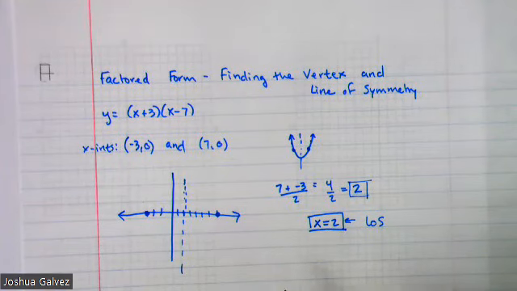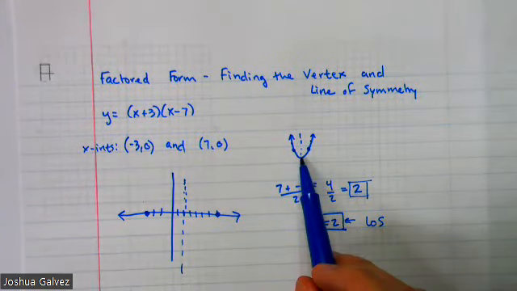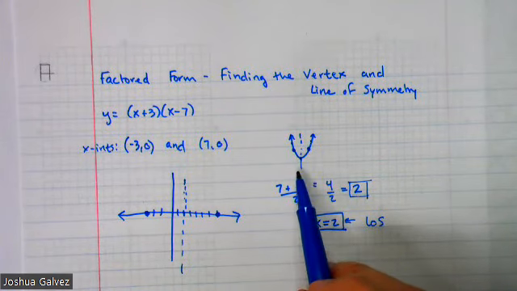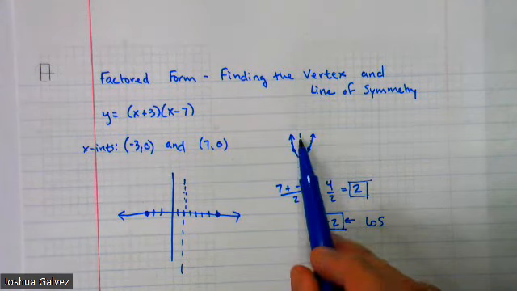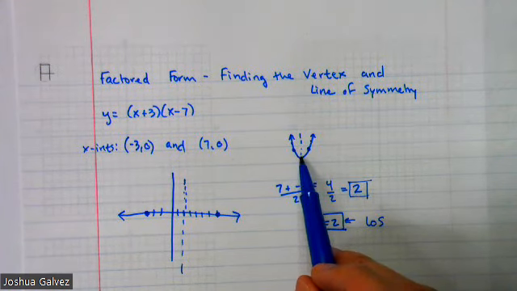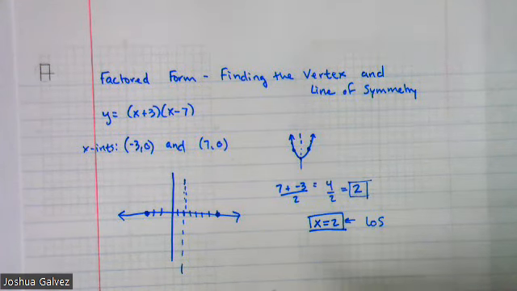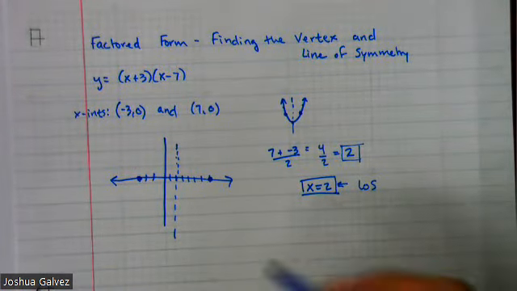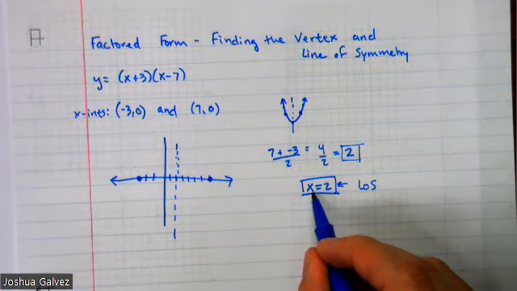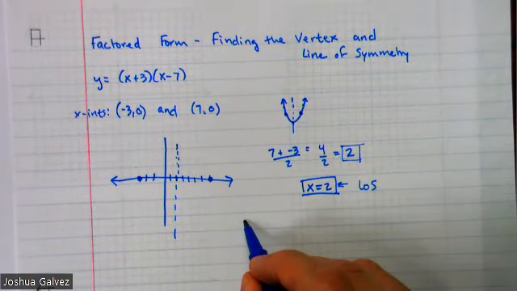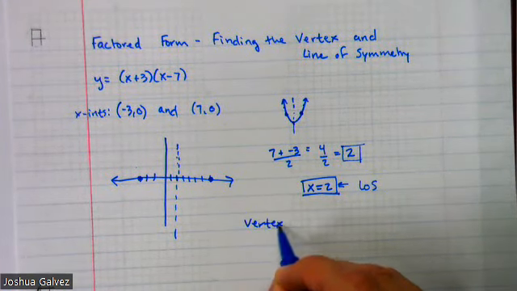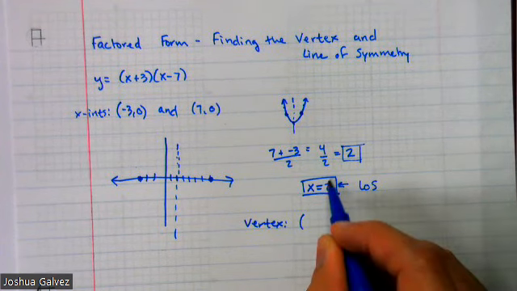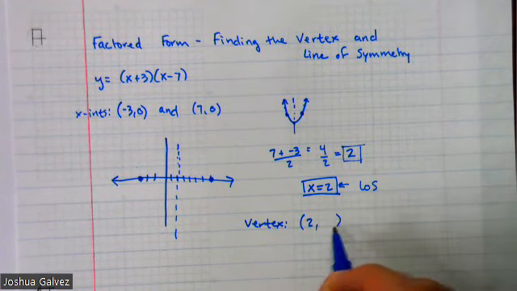To find the vertex, we know that the vertex of any parabola is along that middle. The line of symmetry is going to intersect the parabola at the vertex. So the vertex is in the middle of the parabola. What that means is we already know the x of the vertex. Our vertex has to start with the same x value as the line of symmetry. We know it starts with a 2.